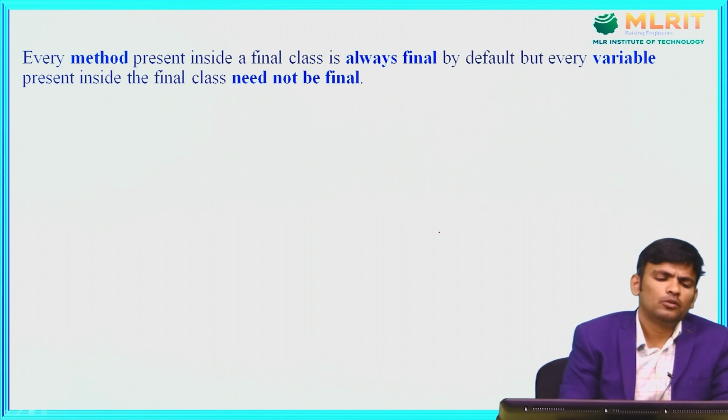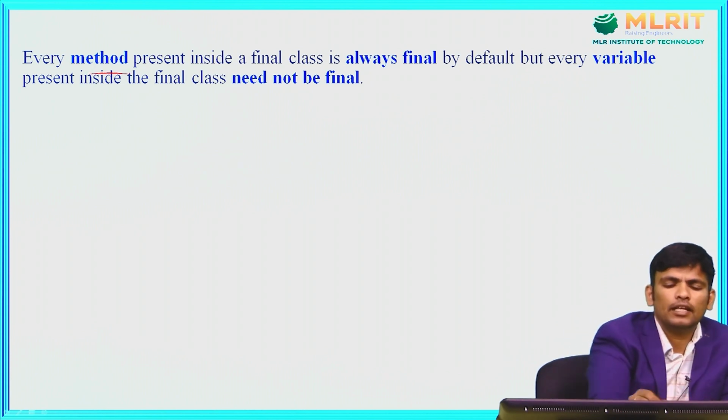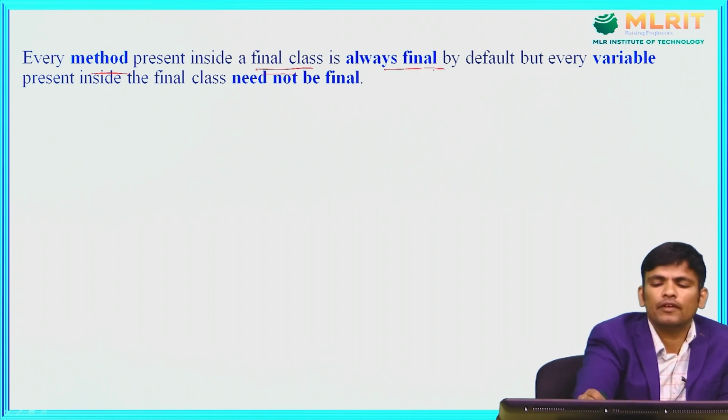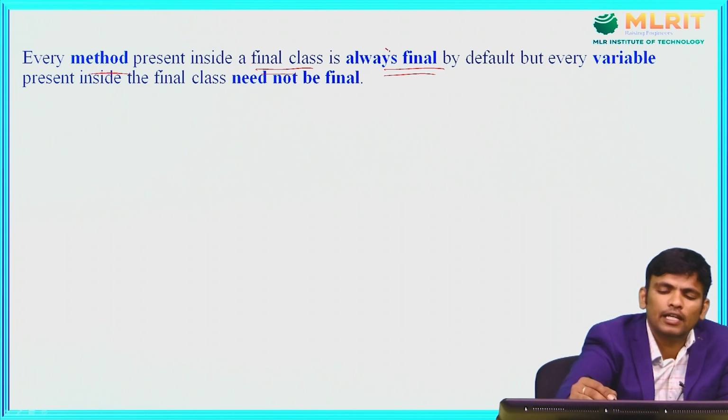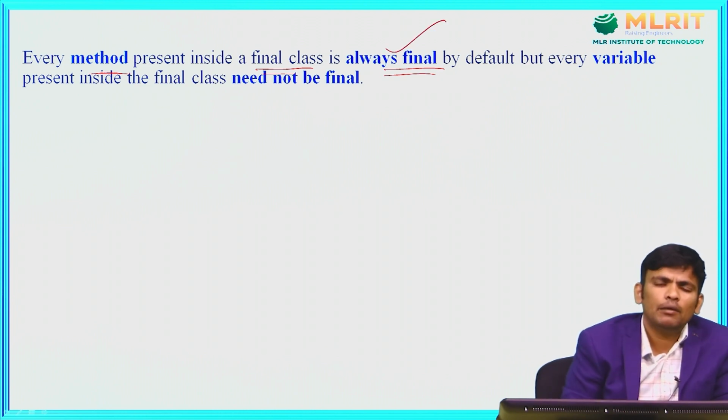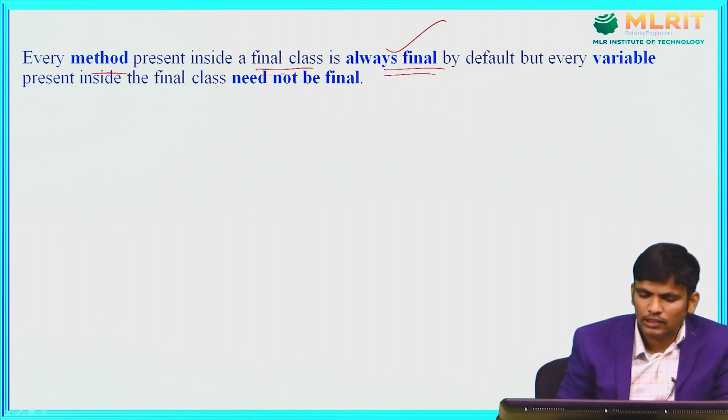So here we need to remember a few points. Every method present inside a final class is always final by default. Even if you have not defined it with the final modifier, every method defined inside a final class is always final. But the variables need not be final. I will explain this point programmatically.